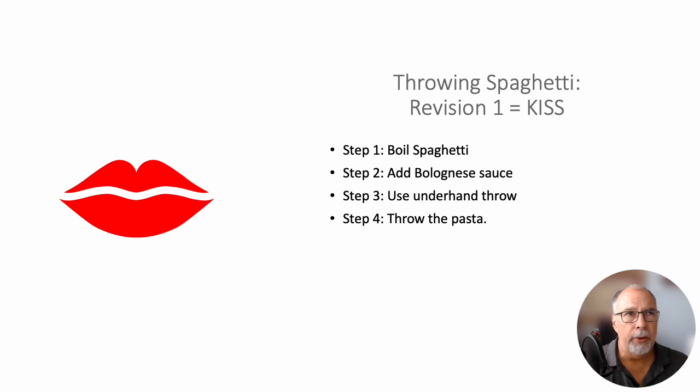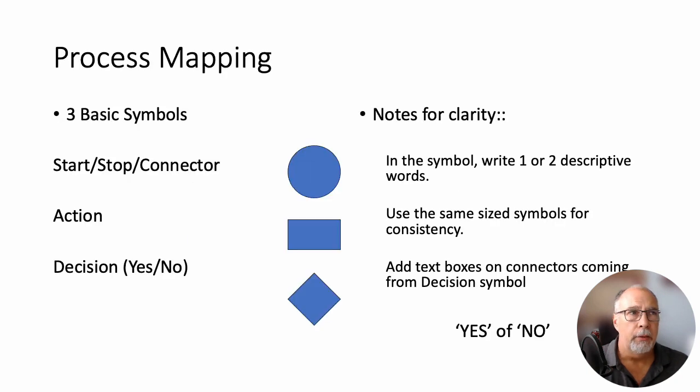So let's go back to our original KISS version, revision 1. Step 1, boil spaghetti. Step 2, add the bolognese sauce. Step 3, use the underhand throw. And step 4, throw the pasta. And what we're going to do now is introduce you to the 3 basic symbols for process mapping. We use a circle for starting, stopping, or connecting processes. So starting processes, stopping processes, or connecting to another process.